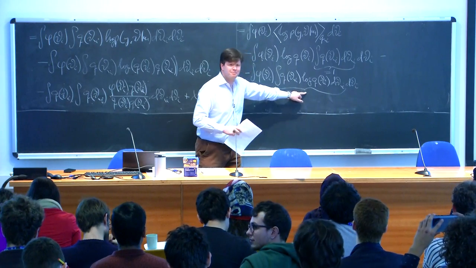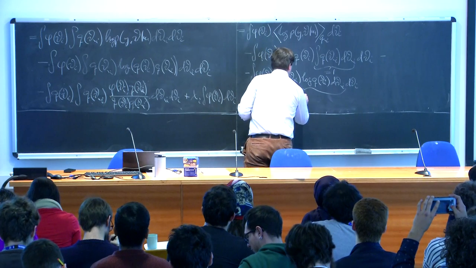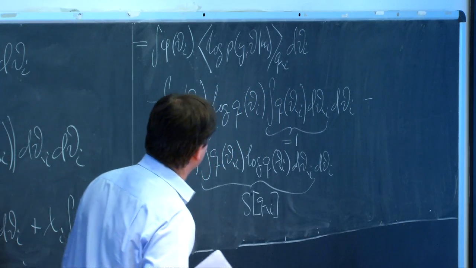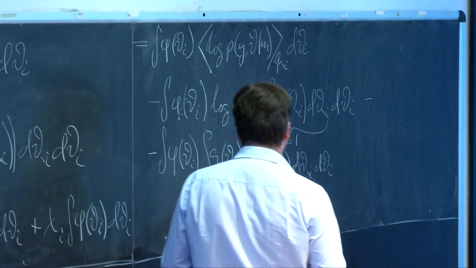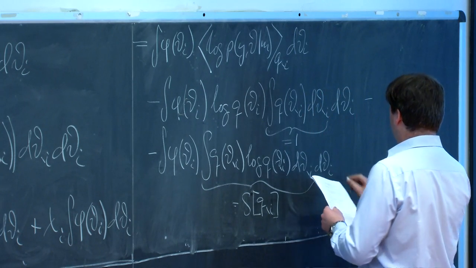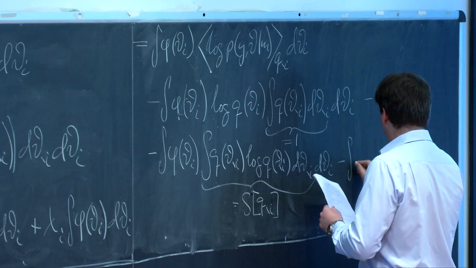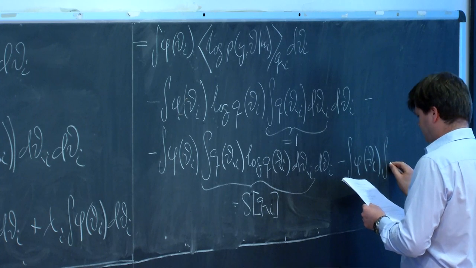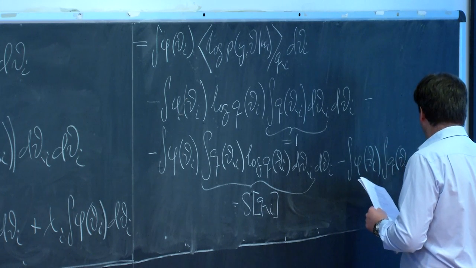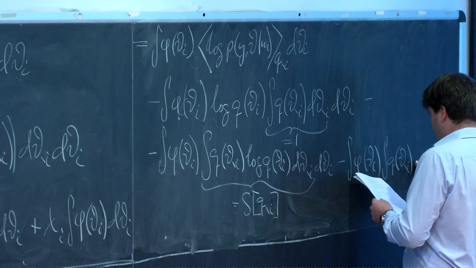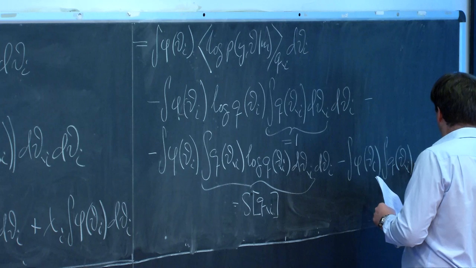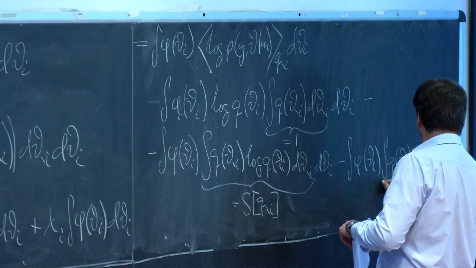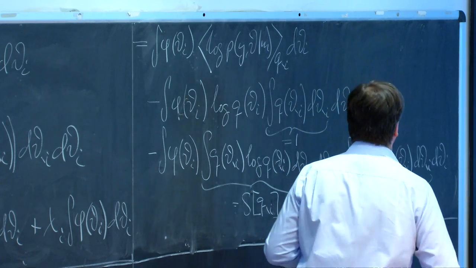But in the meantime, what is this? Entropy, exactly. So this is the entropy of the distribution Q, not I. Then, further stuff we have to deal with is this term here, phi theta I, times, again, Q of theta not I, d theta not I, d theta I, and again, as before, this here evaluates to unity.